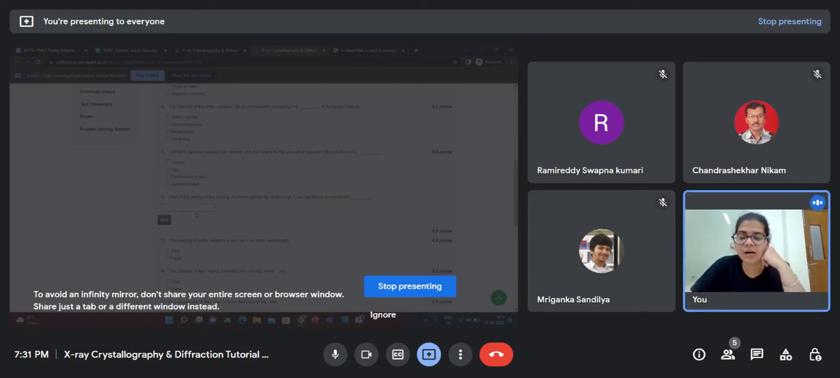So the next question is: ionization devices measure the intensity of X-rays by the amount of ionization they produce in a dash. The options are crystal, gas, fluorescent screen, and coherent beam.